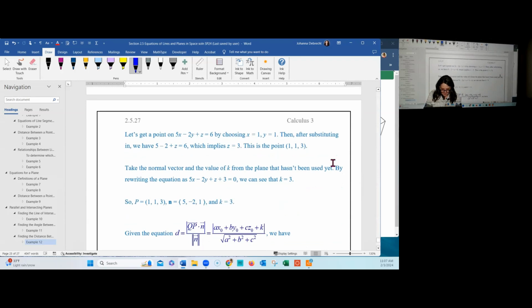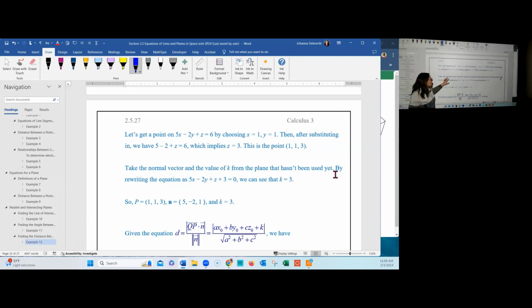So in this case, we can do various methods. So I need a point on one of the planes. So I chose x equals 1, y equals 1 in the first one. And then I got the point 1, 1, 3. I could also have chosen x and y to be 0, and then z would be 6, and I would get 0, 0, 6, which would have been far easier. So again, I'm doing it the hardest possible way, but you can always just choose wisely, right?